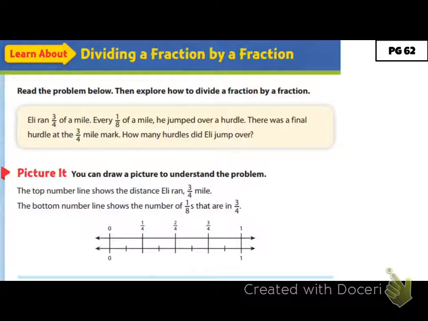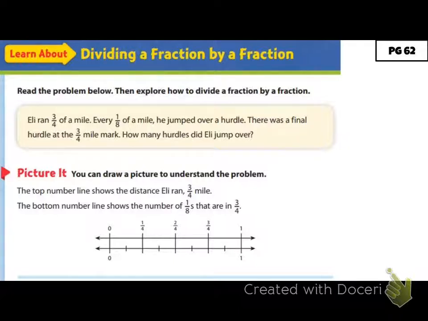How many hurdles did Eli jump over? Picture it. Again, you can draw a picture. This is just showing you how you can do that. We did double number lines last week, and essentially this is exactly it. So the top part is the 3/4. There's 1/4, 2/4, 3/4, and the last hurdle is going to be at 3/4, but he actually runs the 3/4 of a mile and finishes at that hurdle, but that's the quarters that you need. I'm going to erase those.